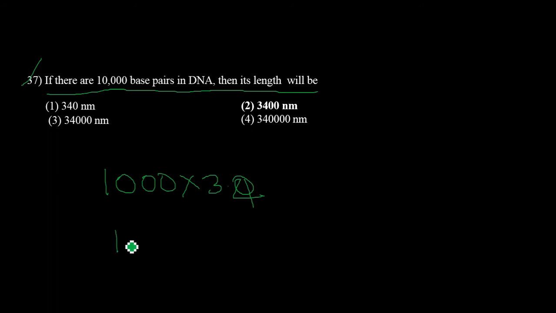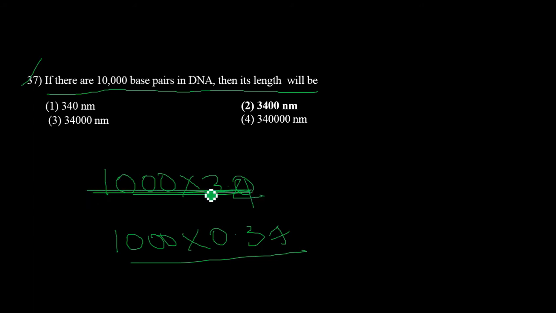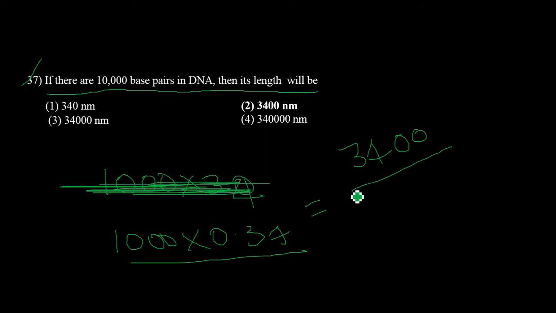3.4 angstrom or 0.34 nanometers. Here they have given the options in nanometers, hence we will work in nanometers. 1000 into 0.34 nanometers equals 3400. The length is 3400 nanometers. That is about the length. Next.